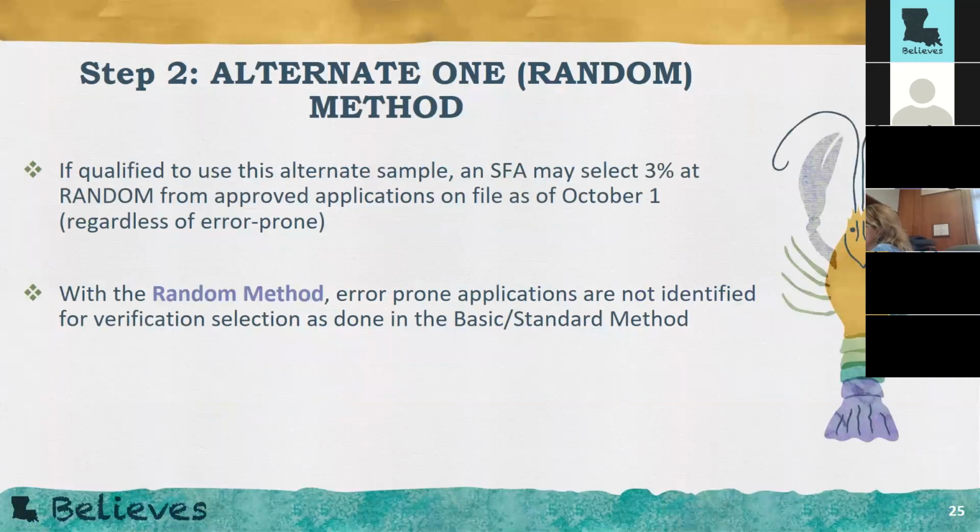In the case that your school system has less than a 20% non-response rate in school year 2021, the alternate 1 or random method is an option. The alternate 1 sample size is the lesser of 3% of all applications approved by the LEA for the school year as of October 1st, selected at random, or 3,000 applications approved by the LEA for the school year as of October 1st, selected at random. With the random method, error-prone applications are not identified for verification selection as done in the basic or standard method.